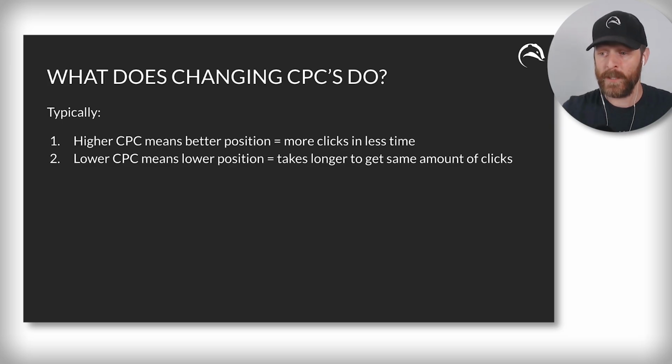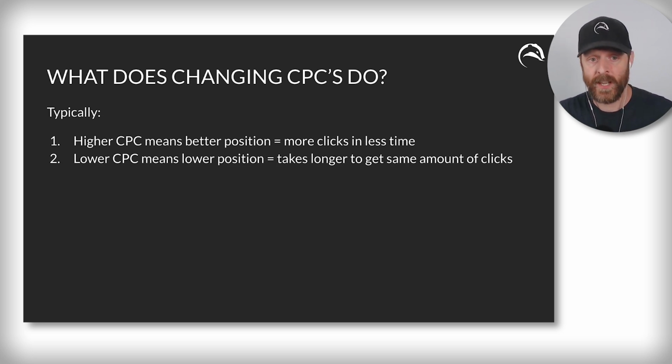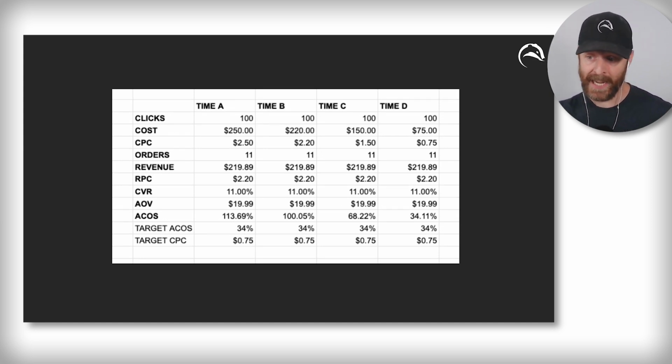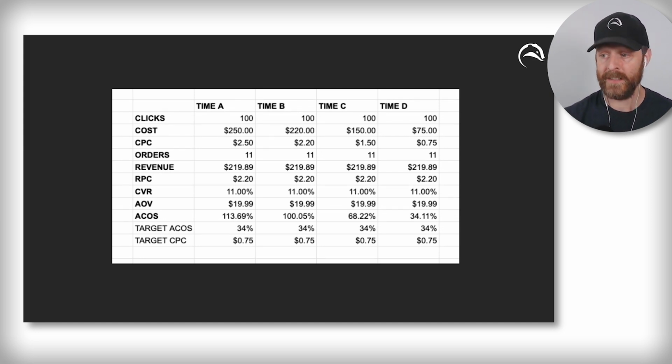So to recap, what does changing your bid actually end up doing? What does a higher CPC mean? Well, it generally means better position, and you get more clicks in less time. A lower CPC means lower position, and it takes longer to get the same amount of clicks. So in this example, these time frames are not the same amount of time. Time A is going to be much shorter than time B. Time C is going to be shorter than time D, right?